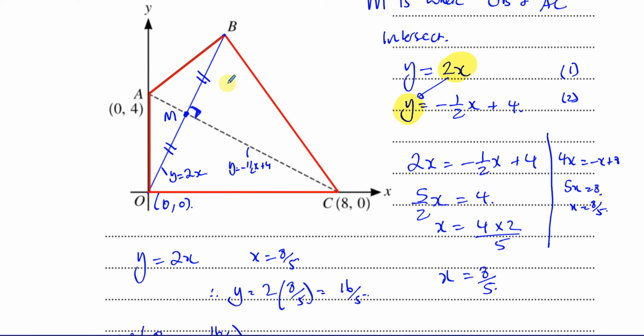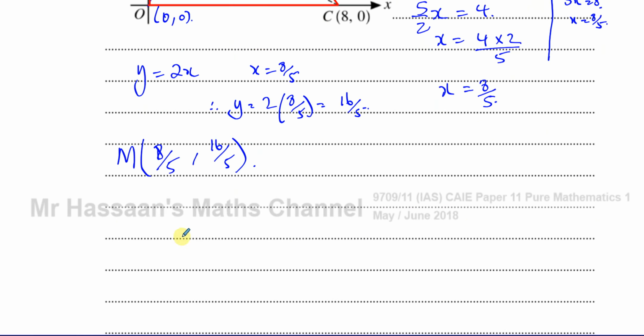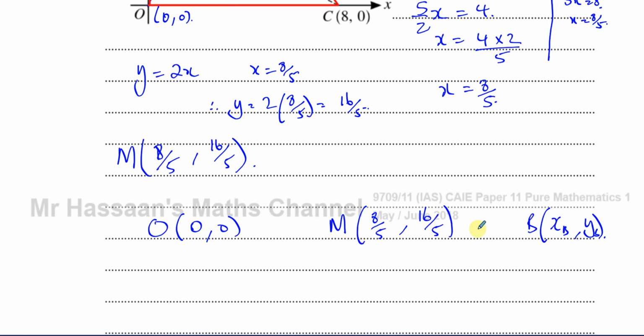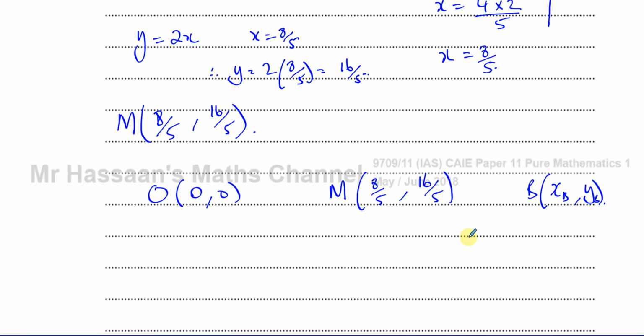So now we need to find the coordinates of B. Okay, so we have basically O, which has coordinates 0, 0. We have the midpoint M, which has coordinates 8 over 5 and 16 over 5. And we have the coordinates of B, which I'll call XB and YB. So there's a couple of ways we could work out how to find the x coordinate of B and the y coordinate of B.